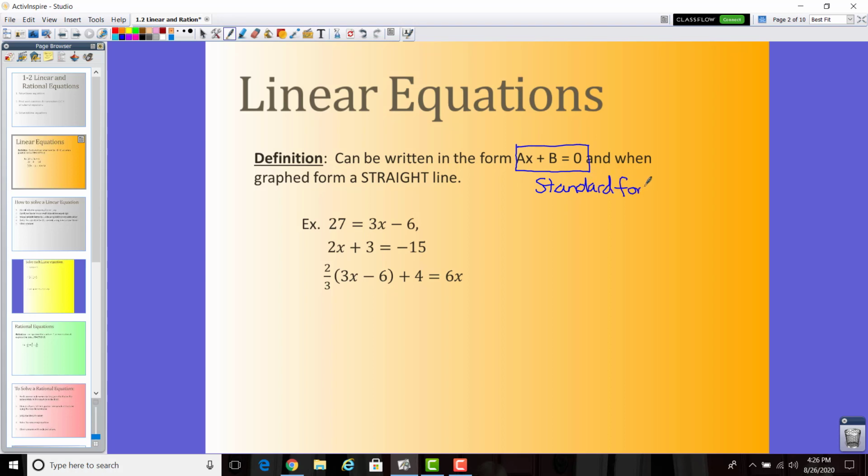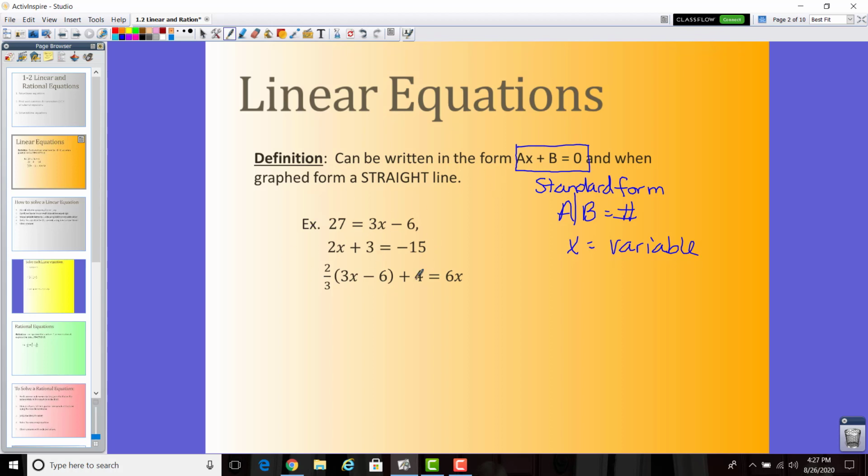Standard form is when we set our equations equal to 0 and we have them in a specific form. So in standard form for a linear equation, A and B are going to be numbers, x represents our variable, and as stated before, that variable does not have to be x. So you'll notice that our x term here is singular. It has an exponent of 1.